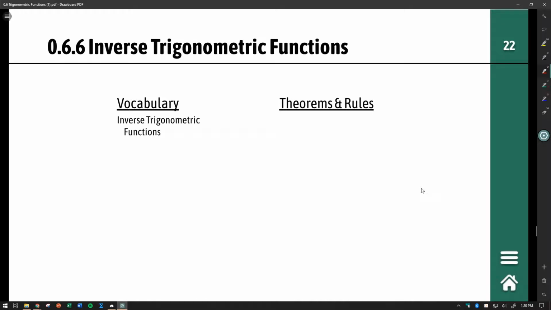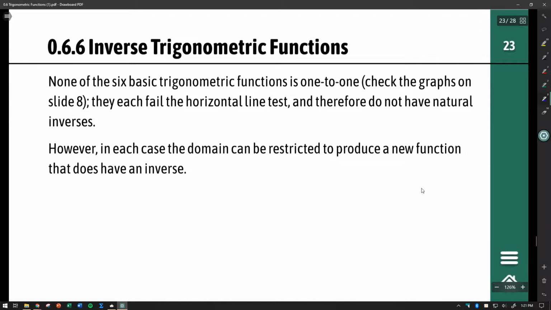Let's get started on the last video of section 0.6. This one's going to be about inverse trigonometric functions, and that is the only vocabulary term that we're going to look at this section. So to begin with inverse trigonometric functions, we want to start by saying that none of the 6 basic trigonometric functions are one-to-one.